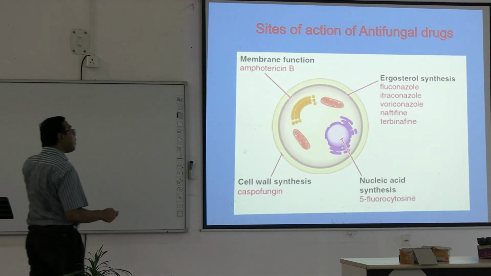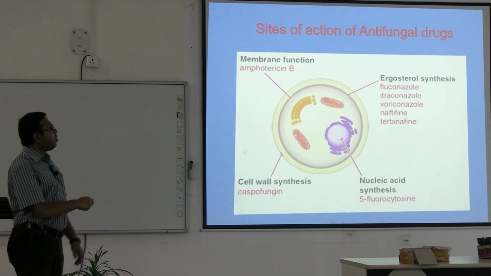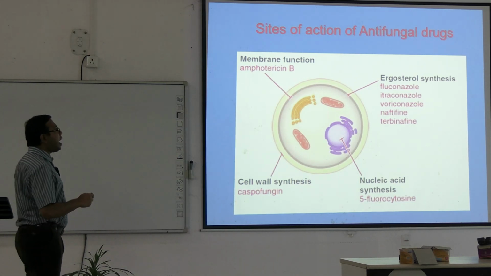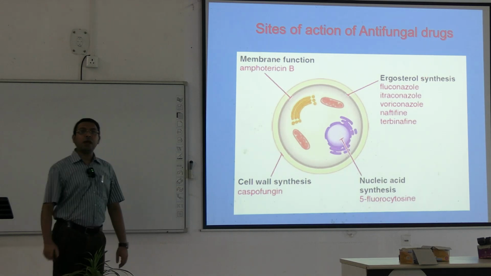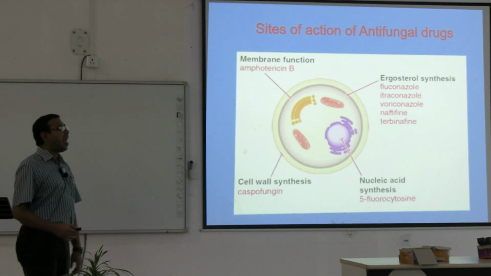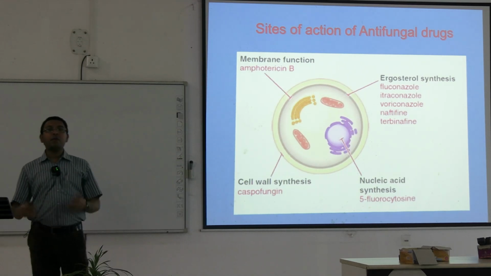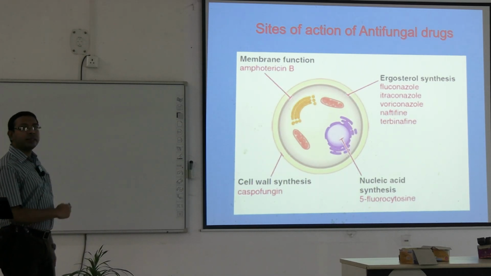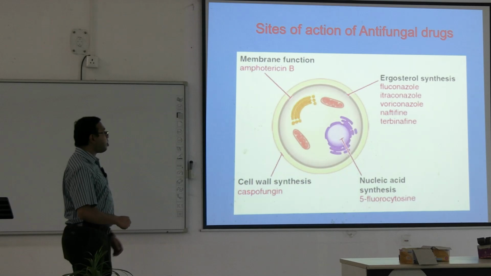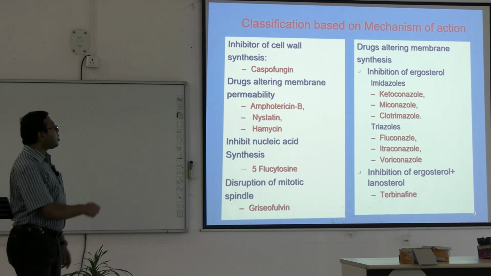So these are the sites of action of different antifungal drugs. Already we have seen that there are different types of cell wall, cell membrane, nucleus, etc. So for different drugs, the targets are different. For example, membrane function can be targeted most commonly by Amphotericin B. Ergosterol synthesis, an important part of the fungal cell membrane, can be targeted by azole antifungals like Fluconazole, Itraconazole, Voriconazole. Apart from this, Naftifine and another antifungal like Terbinafine. Nucleic acid synthesis can be blocked by 5-fluorocytosine, and cell wall synthesis can be blocked by Echinocandins, within this Caspofungin, Micafungin, etc. So this is the classification.